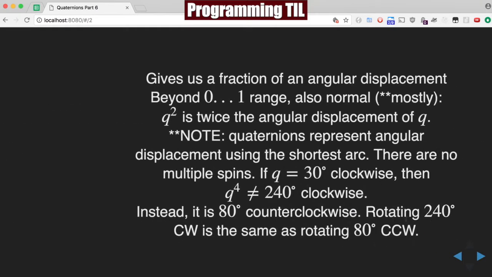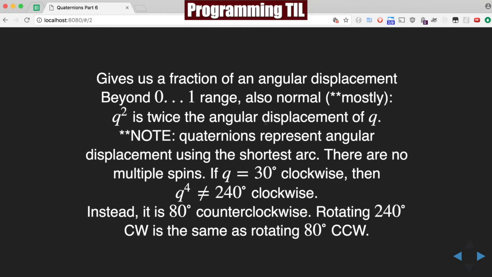So what happens if t is greater than 1? Well, we still have a mostly same idea. This is giving us a fraction of the displacement, and q squared is going to give us twice the angular displacement of q. And I say mostly here because we always use the shortest arc. So there aren't multiple spins.